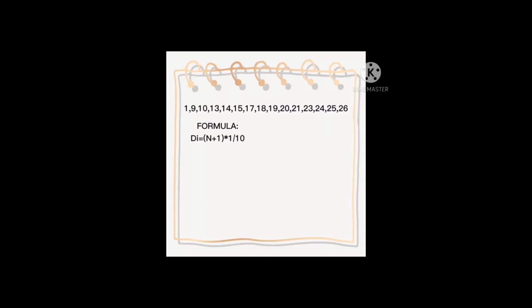And for the last part, which is the decile, I am showing its formula. D sub I is equals to N plus 1 multiplied by I over 10. To find the 8th decile, D8 is equals to 15, which is the N, plus 1 is equals to 16. And then 8, which is the I, divided by 10 is equals to 0.8. 16 times 0.8 is equals to 12.8.